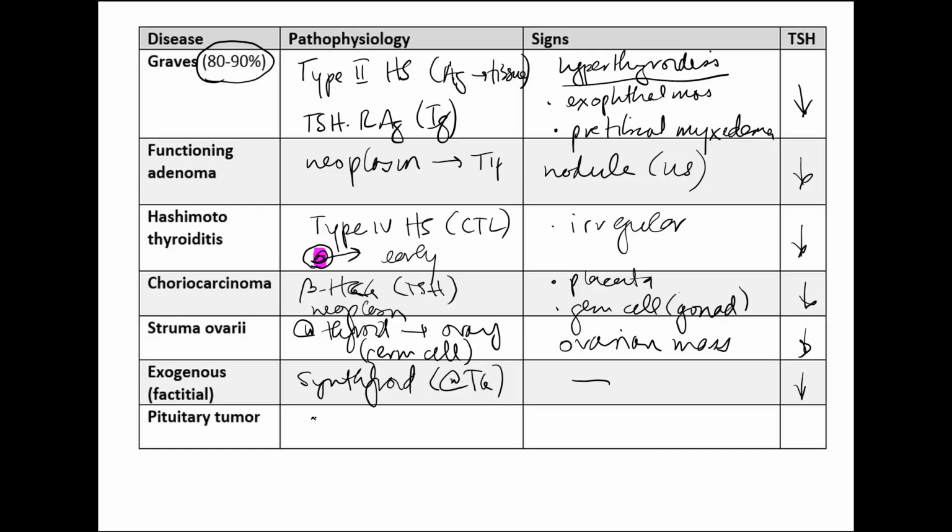Pituitary tumors are overwhelmingly adenomas, and remember this is going to be a secondary disease because the pituitary tumor is producing TSH. On the signs, one can go looking for the mass effect from the pituitary, bilateral hemianopsia.